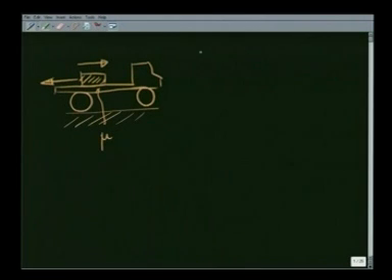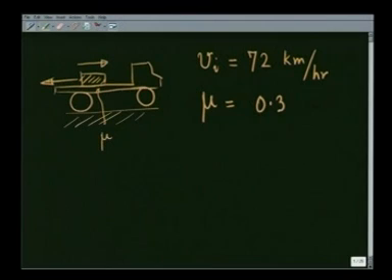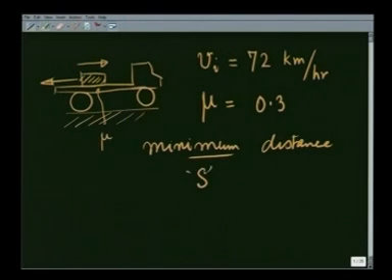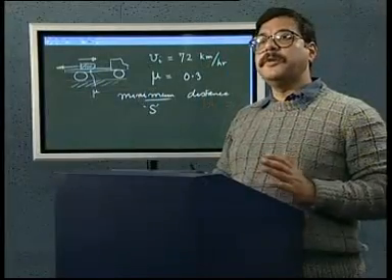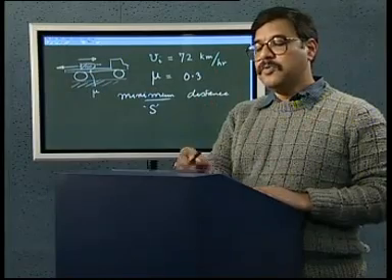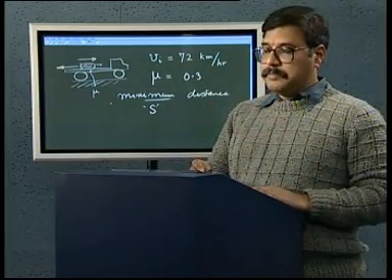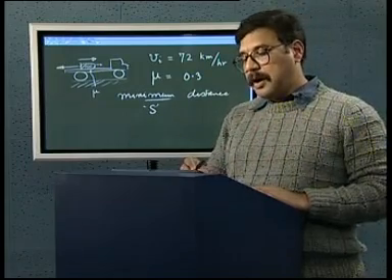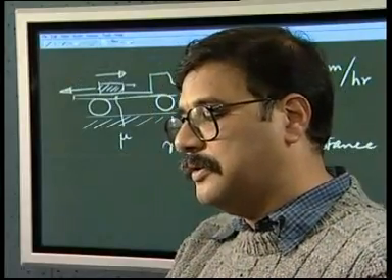What I want to know is, suppose initially the truck is moving at a speed of 72 kilometers per hour and it brakes, and suppose mu is given to be 0.3 between the box and the bed of the truck. What is the minimum distance S over which the truck should stop if it uniformly decelerates so that the box doesn't move? To repeat, I am braking and I want the truck to stop. I want to find the minimum distance S so that the box doesn't move.